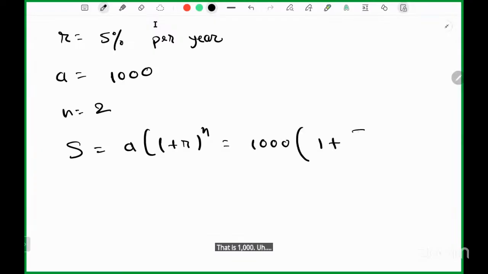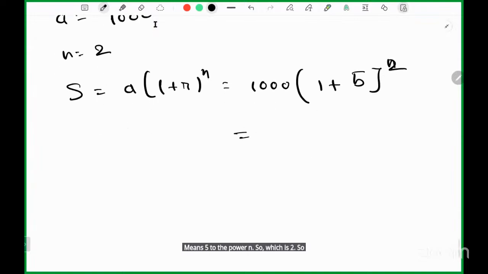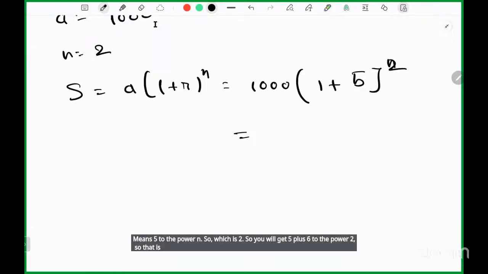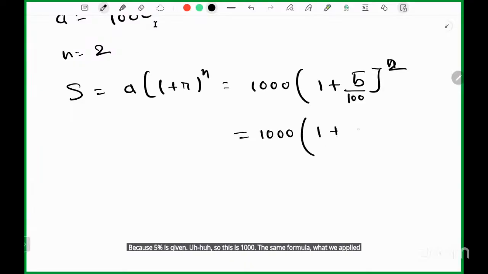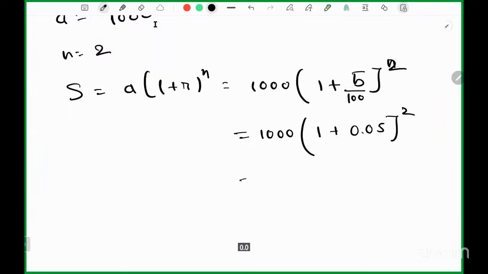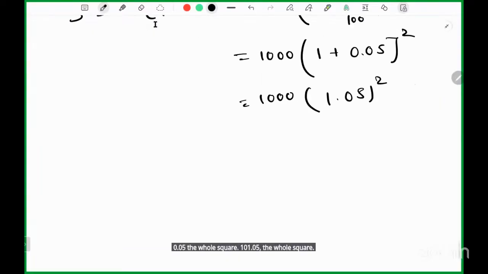And 1 plus 5% means 1.05 to the power n, so which is 2. Okay, so I think there is a mistake. R is what? R is the increase rate per year. 0.05, or we have to take upon 100, right? Because 5% is given. So this is 1000, the same formula we applied for compound interest. 1000 into 1.05 the whole square. So you can compute it.